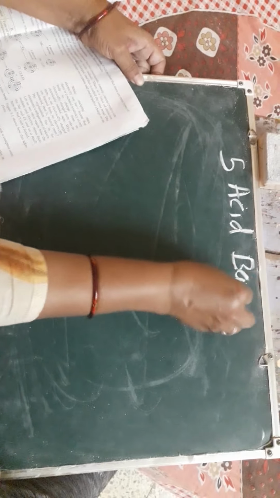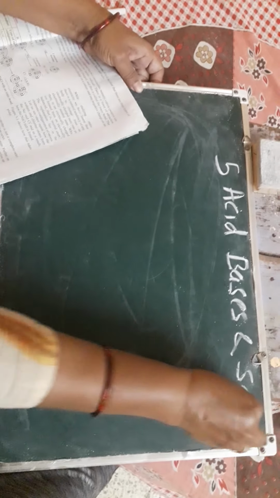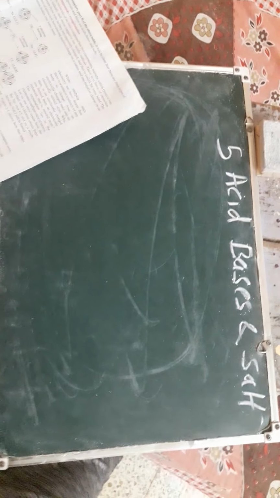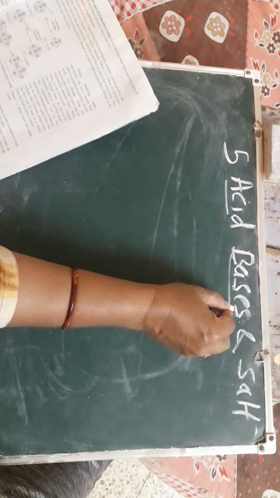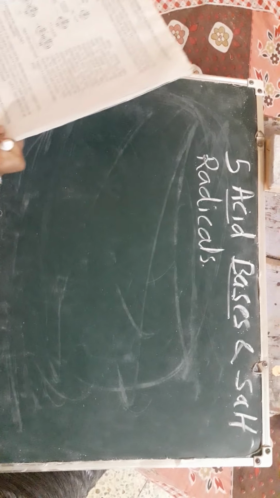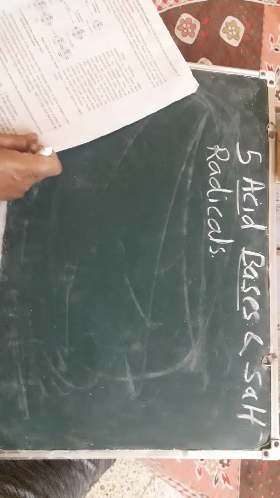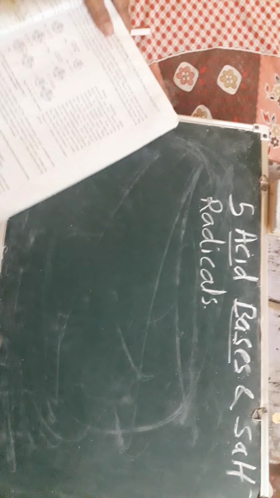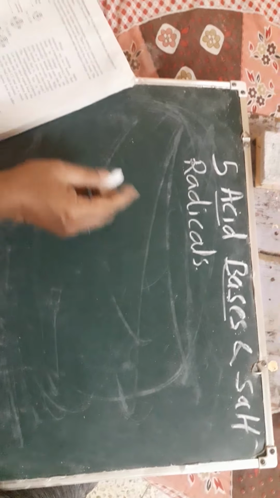Dear students, today we will start with our new lesson number 5, acids, bases and salts. Before going to this lesson, we need to know what the radicals are. In lesson number 4, we have already studied the radicals. We will just revise in short. There are two types of radicals, basic radicals and acidic radicals.